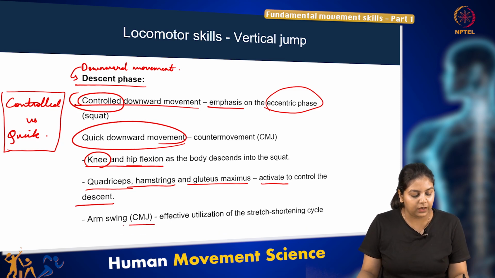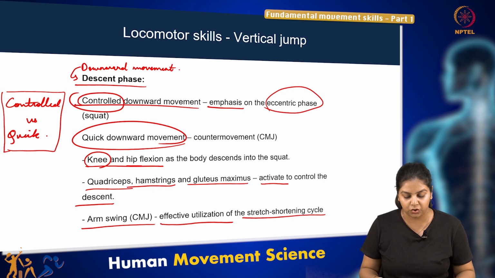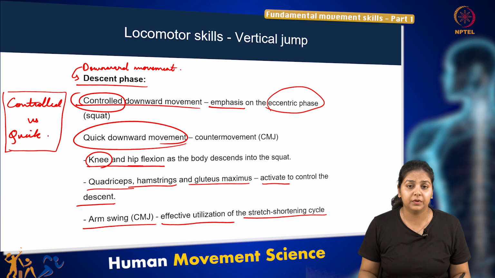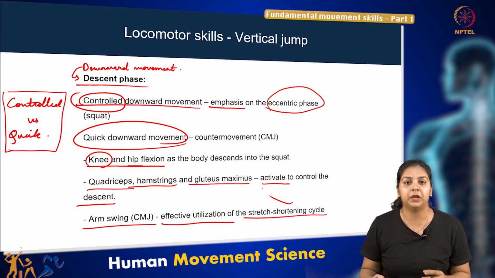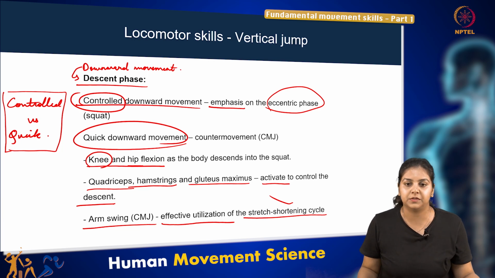And the arm swing in the counter movement jump is quite effective to utilize the stretch shortening cycle. So your arm swing in the counter movement jump, right, helps you with effective utilization of the stretch shortening cycle, which pretty much is the storing of the elastic energy and then you exerting that, right? So your arm swing helps you achieve that.